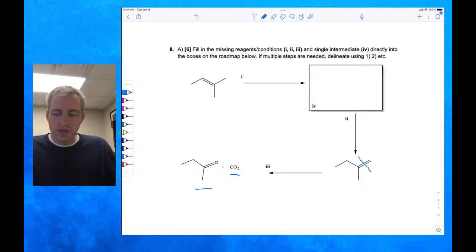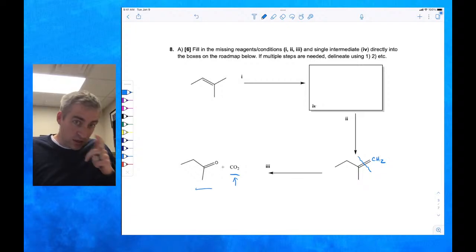We have 2 different sets of conditions to do oxidative cleavage. One is using ozone and the other is using potassium permanganate. And the potassium permanganate is done under hot conditions. That's actually the one that we need here, because this CO2 product is what you get from a CH2 with potassium permanganate. If you used ozone, you just get formaldehyde, CH2O.